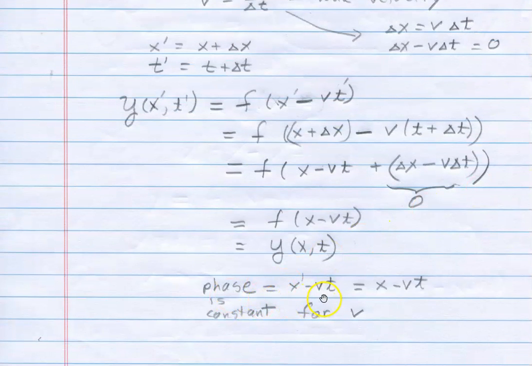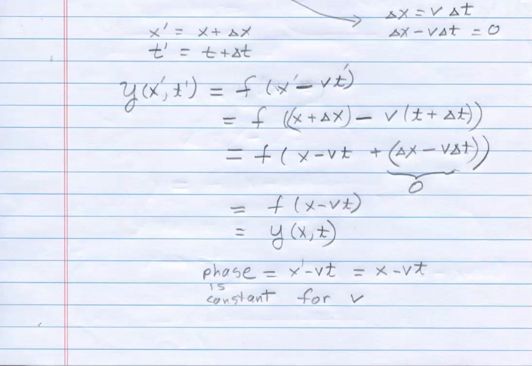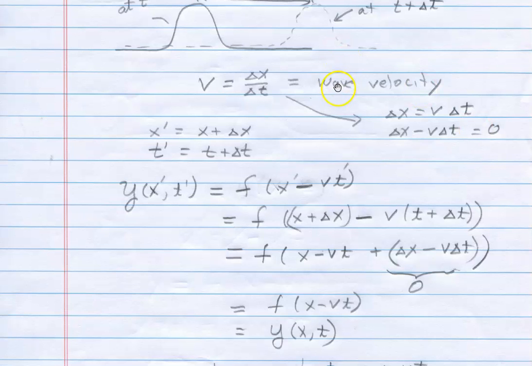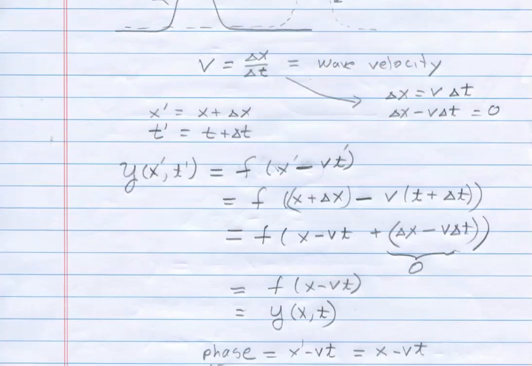But that's the following. When I'm looking at the peaks, the phase x prime minus vt prime is equal to x minus vt. So the phase is the same in this calculation up here, looking at these two phenomena, namely the peaks at different times. And as a result, that leads to this constant velocity v that we can compute in this fashion, delta x over delta t. And as a result, the wave velocity is probably better called the phase velocity.